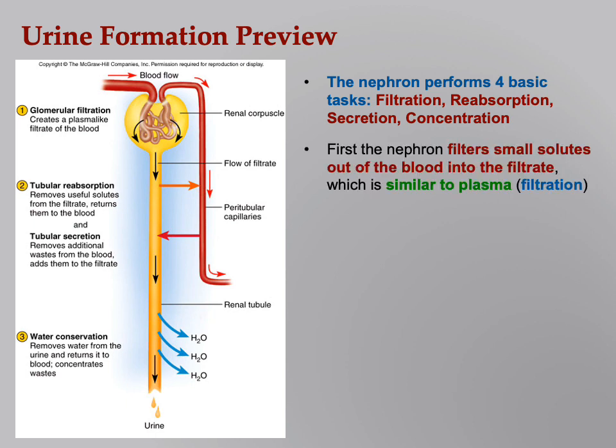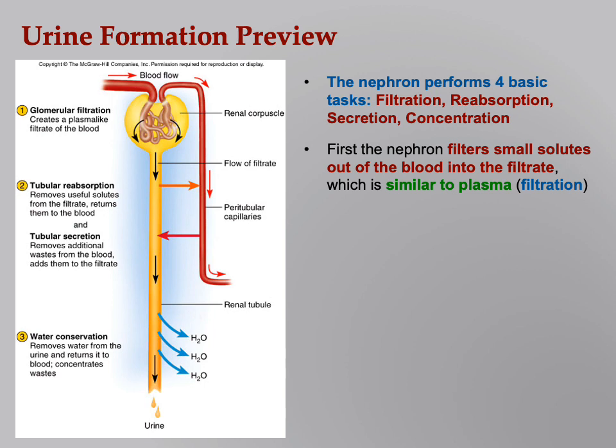You'll see. First, the nephron filters small solutes out of the blood into the filtrate, which is similar to plasma. All right? This is called filtration. So in the capsular space, we now have a plasma-like fluid. The big difference is, of course, that there are no proteins. Red blood cells and proteins are too big to filter out. If you are filtering out proteins, that's often a sign of kidney trouble, all right? So if you get a urinalysis done and you have something like hyperproteinuria, too much protein in the urine.